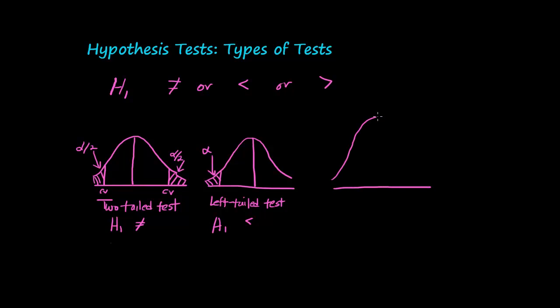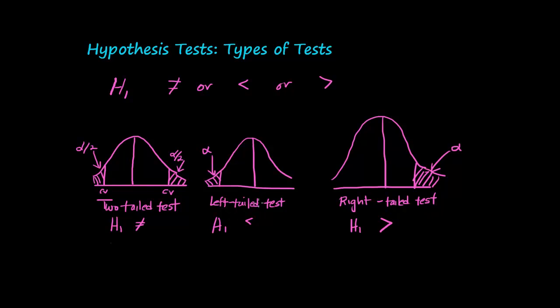And finally, we could have alpha concentrated here in the upper tail, and this is called a right-tailed test, or it could be called an upper tail test. And this is when our alternate hypothesis is greater than.